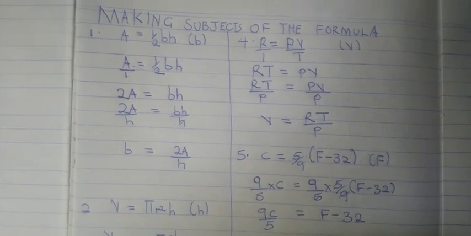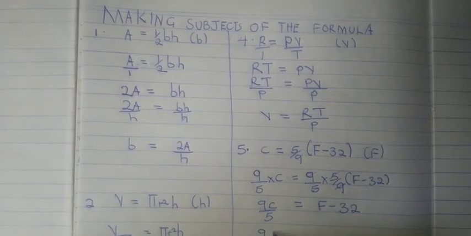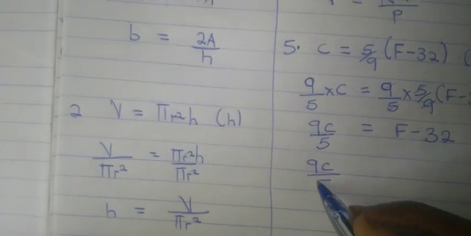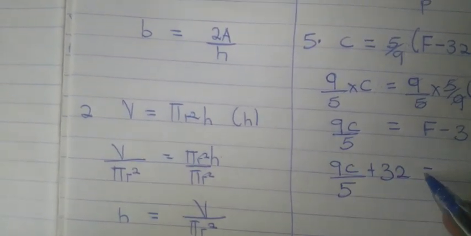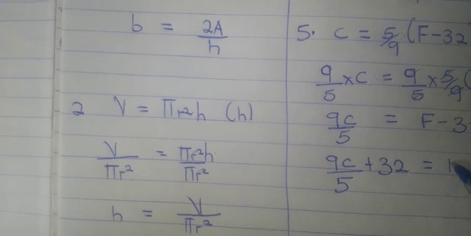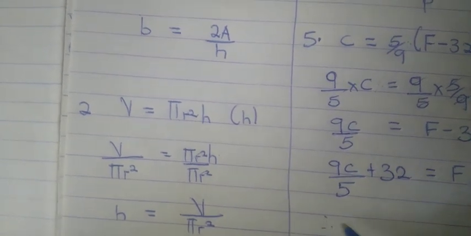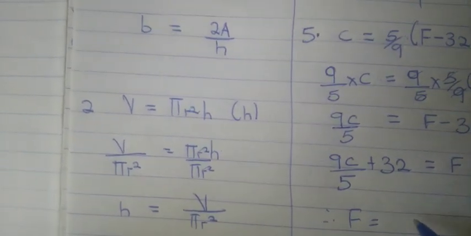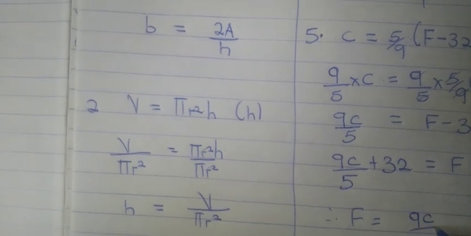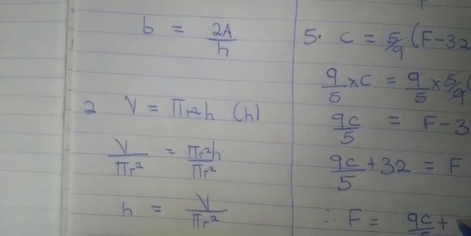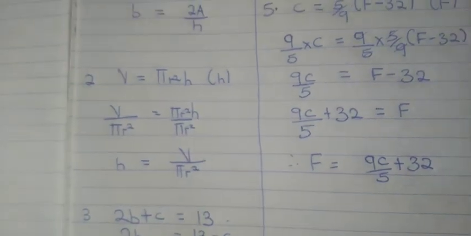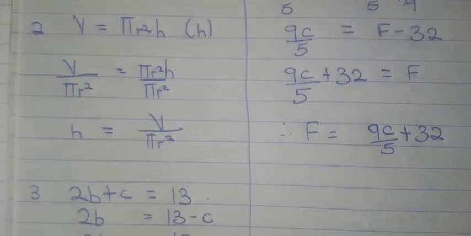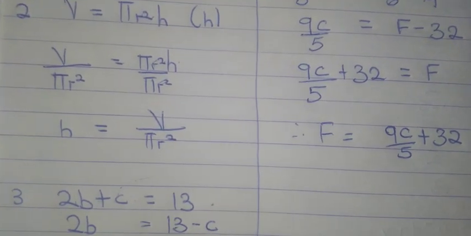So 32 comes this side, it becomes positive. So I'll have 9C over 5 plus the 32. This will give me my F as the subject. So therefore our F will be equivalent to 9C over 5 plus 32. So I've made F the subject of the formula.